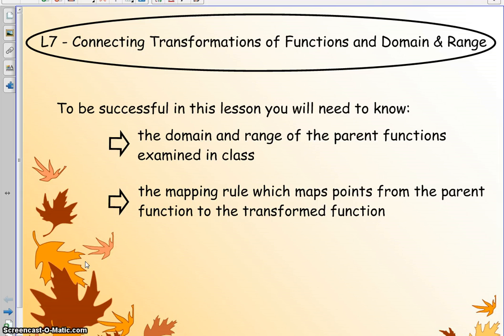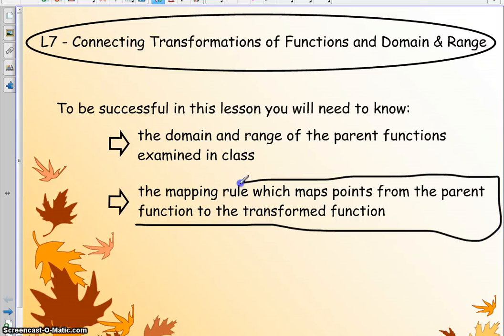So before we get into that, a couple of things that you're going to need to know before we go into this lesson is, number one, make sure that we still understand how to do mapping rules. Okay, so we're going to need those a lot for this lesson.